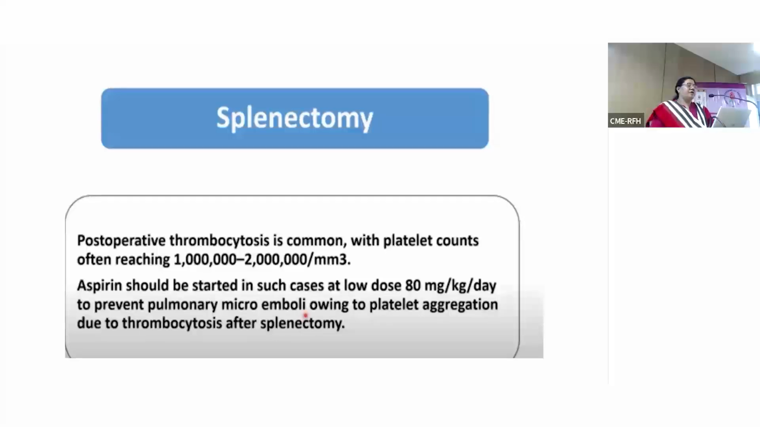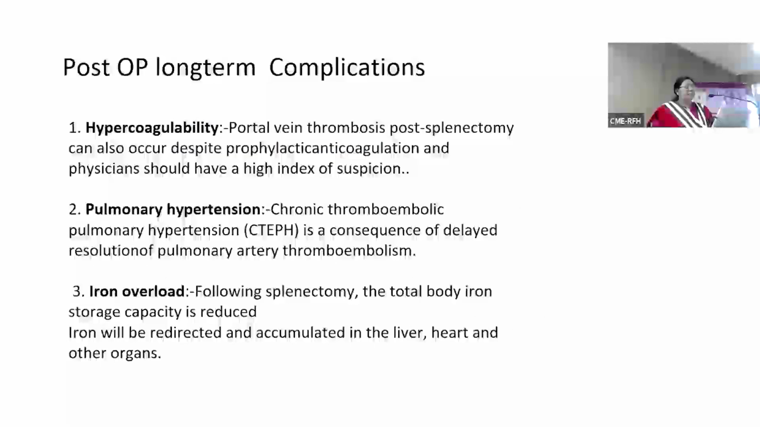Post-operatively, it's not so easy. In thalassemic patients, post-operatively, the platelets rise to more than 10 lakhs to 20 lakhs. And therefore, whenever there is a rise of platelets more than 10 lakhs, they should be supplemented with low-dose aspirin as antiplatelet prophylaxis, as the chances of pulmonary embolization are very high. So as I said, hypercoagulability has to be protected against. Pulmonary hypertension has to be monitored regularly in these patients.